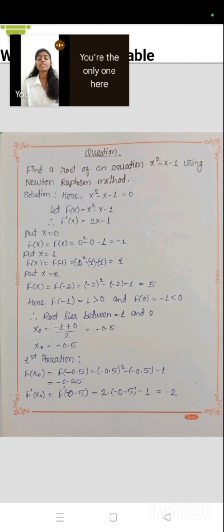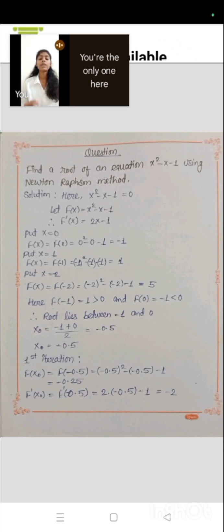Now we put x equal to minus 1 in f of x. f of minus 1 is equal to minus 1 square minus minus 1 minus 1, and the value is 1. Then we put x equal to minus 2 in f of x. So f of minus 2, when we put minus 2 in place of x, the value will be 5. So here you can see that f of minus 1 is equal to 1, which is greater than 0, and f of 0 is equal to minus 1, which means the root lies between minus 1 and 0.